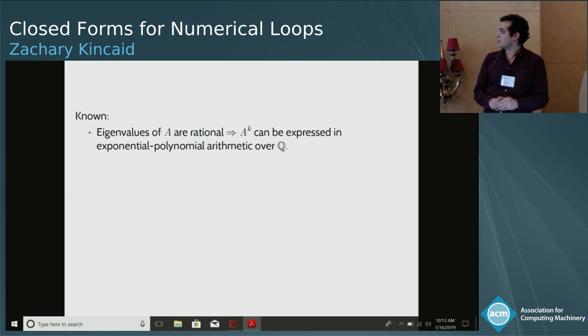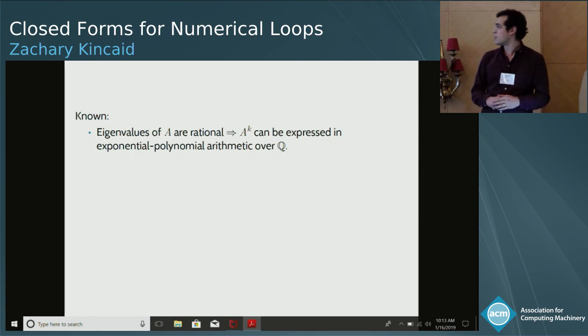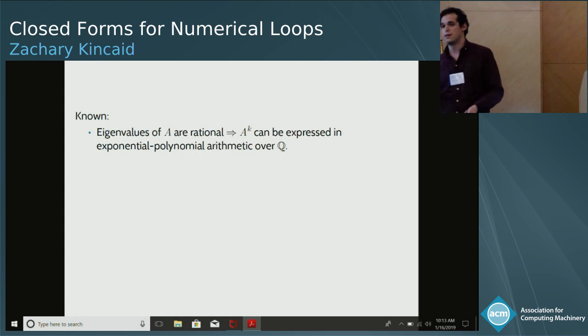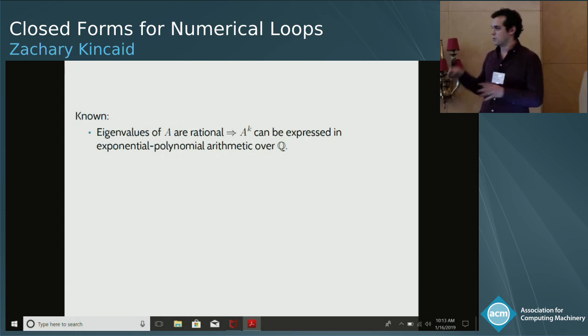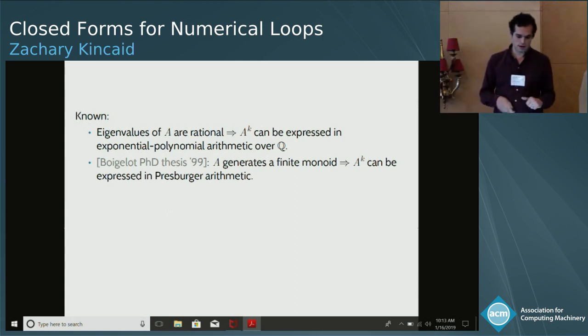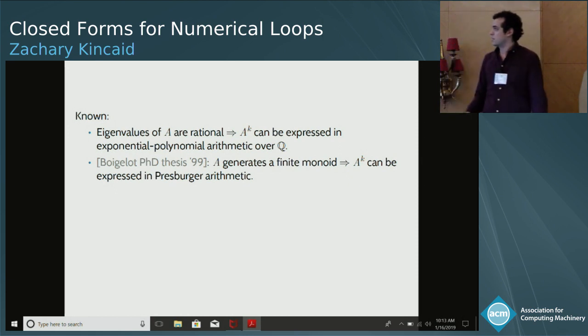All right, so let's start with the known cases for summarizing linear loops. The first case is that if the eigenvalues of this matrix are rational, then the exponential can be expressed just using rational numbers, right? The exponents are always in terms of the eigenvalues of the matrix. A second case, which is less commonly known, is due to Bourgeois, which is that if A generates a finite monoid, which is to say that it has finitely many distinct powers, then its exponential can be expressed in Presburger arithmetic, which is an even weaker theory.